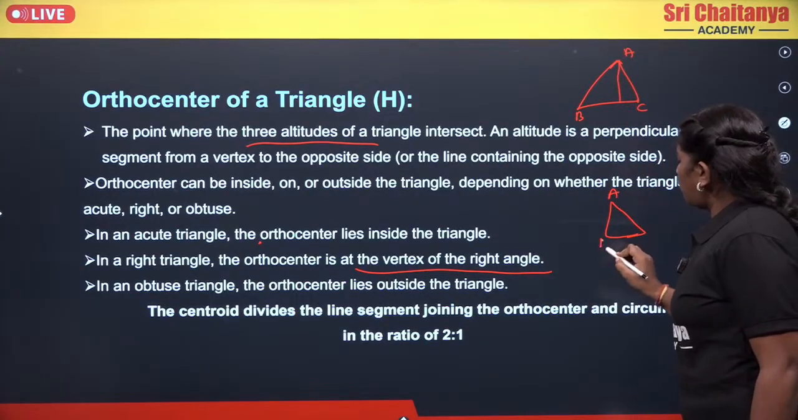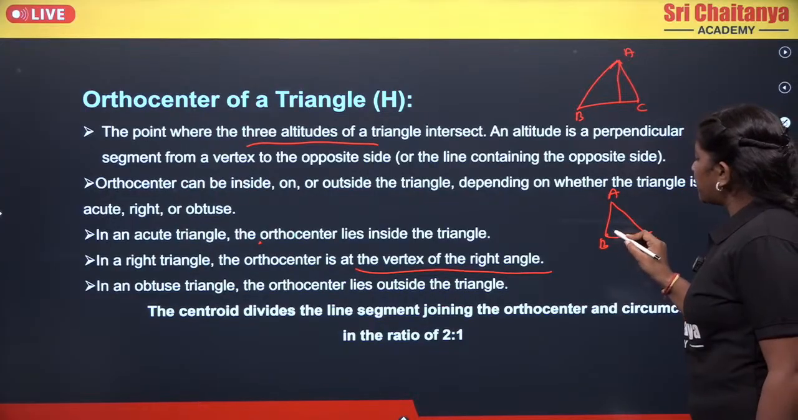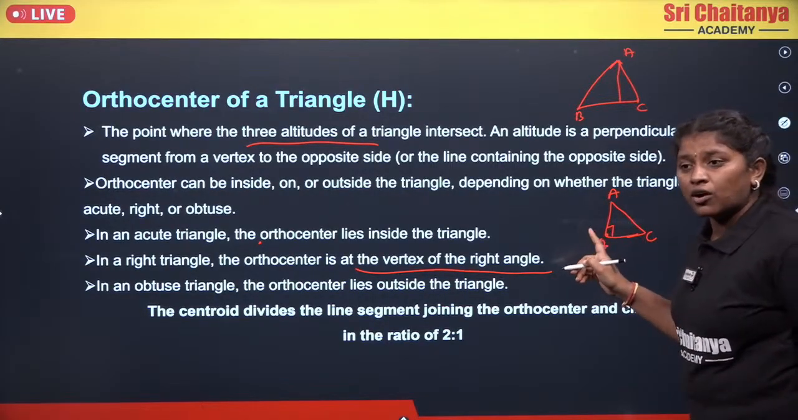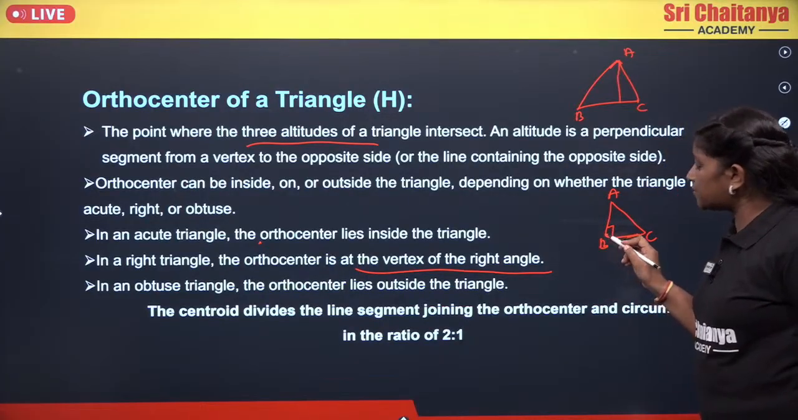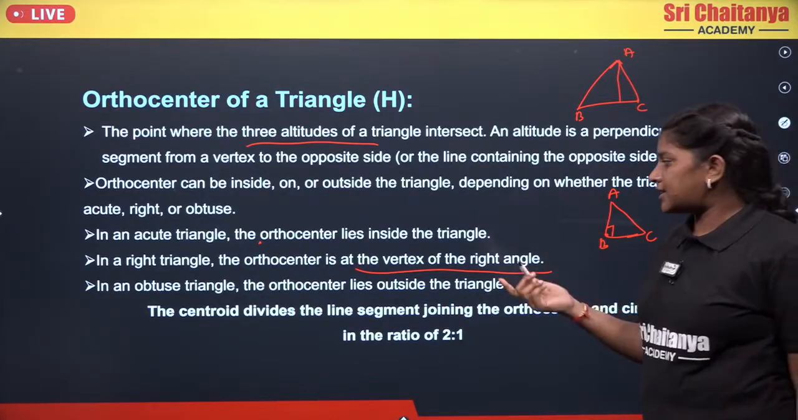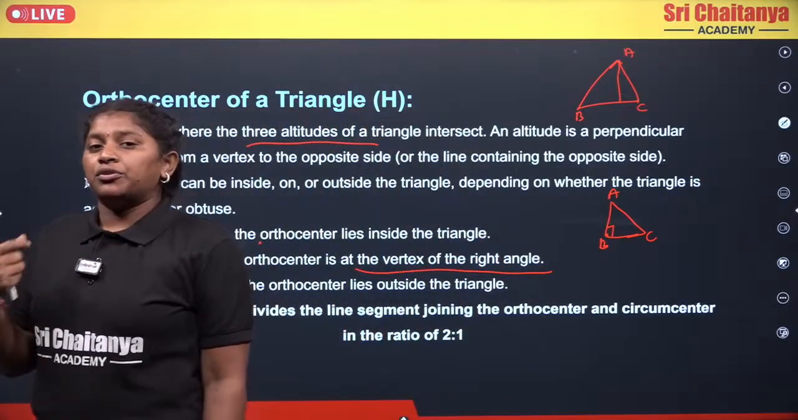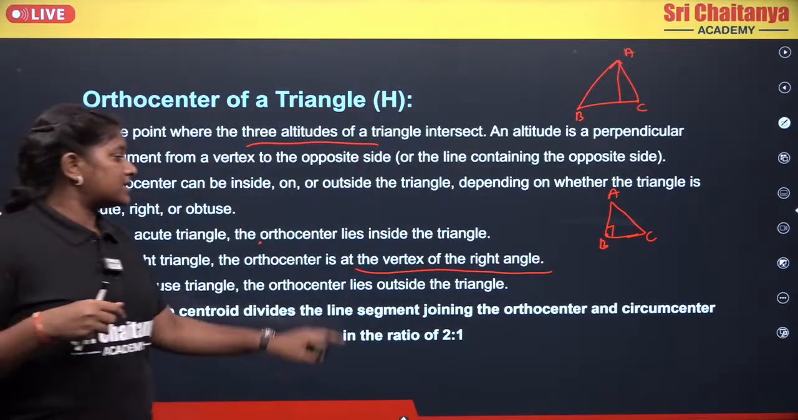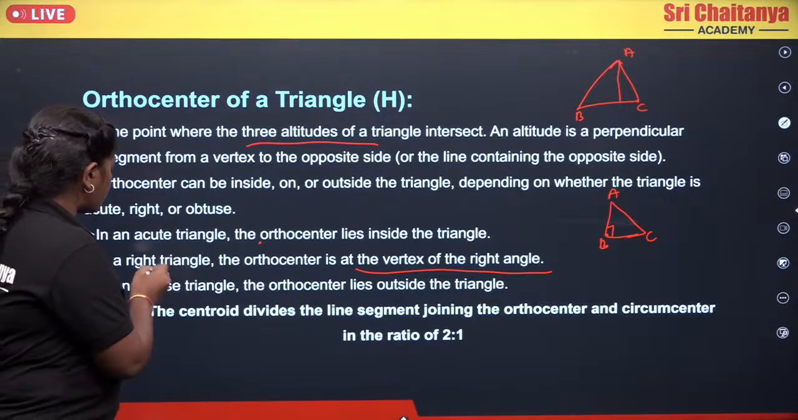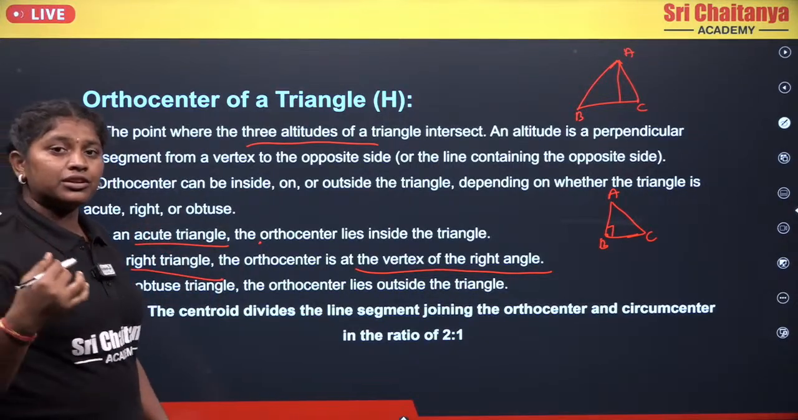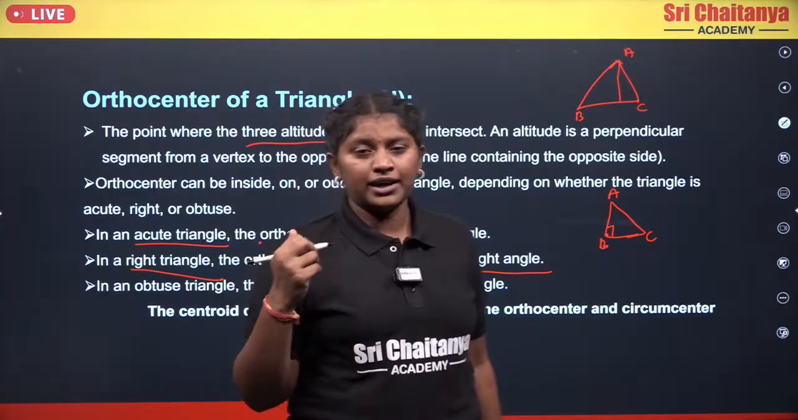Okay, now we are having the right angle at the vertex B. Now coming to the orthocenter, it will be at the vertex where we are having the right angle. Now moving to the next, for an obtuse triangle, the orthocenter lies outside the triangle. So you can take a note of these for acute, obtuse, and right angle triangles.